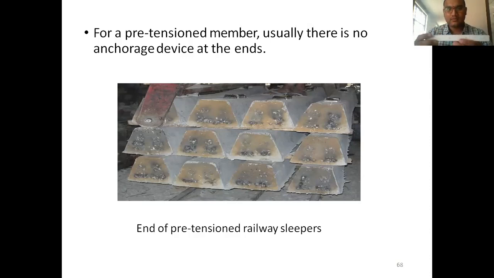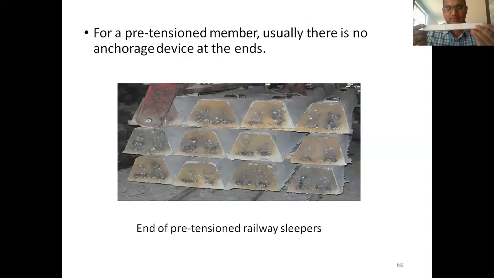Okay, so this is how pre-tensioned railway sleepers are going to be used. For a pre-tensioned member, usually there is no anchorage device at the ends, because there is no need to anchor. Why do you require an anchor? You require an anchor to hold the pre-stressing strands within position. But in these pre-tensioned members you don't need anchorage devices. Why? Because when you pull the strands, after that you cast the bed, and the sleeper is cast then. After casting, after attaining its strength, you are going to cut the strands from the anchorage ends.